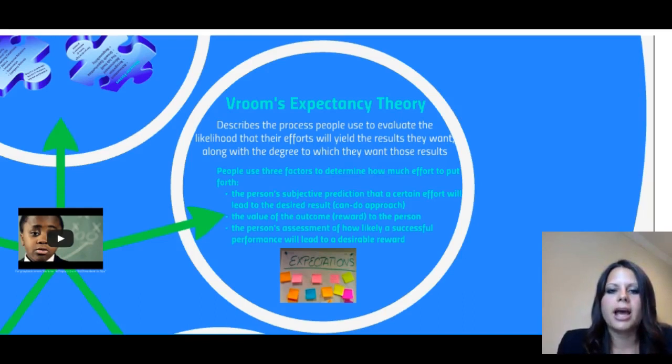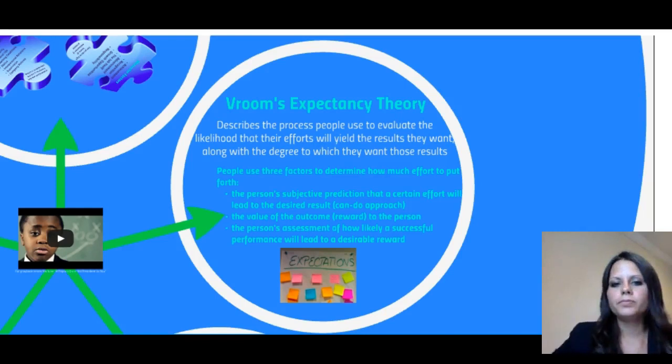Then we're going to look at how likely that successful performance will be to lead to that desirable reward. Even if I study all night, is the teacher only giving out 5 A's? So there's a 50-person class and I'd have to be one of those 5, my chances are pretty low. This is like that lottery ticket. If I try, will I actually be able to get this reward?